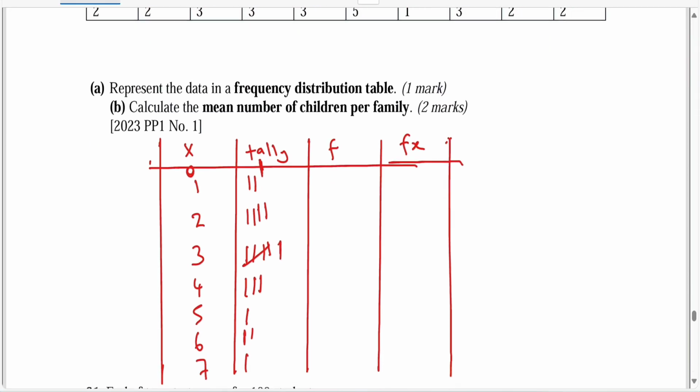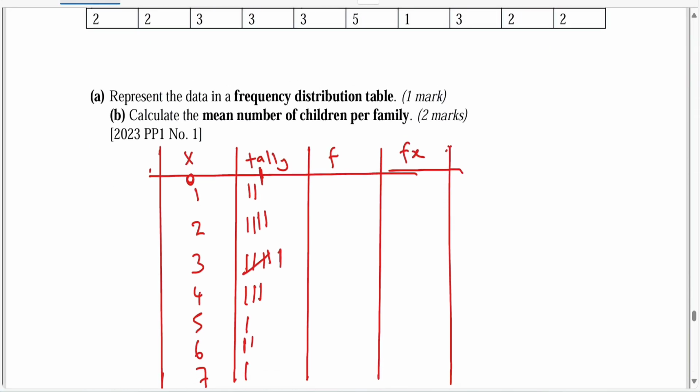So let's just go to this last one. 2. We have 2 2s. So this one, and then so we have 3. We have 3, 3. So this has 2s. Okay. We have 5. We have 1. Okay. We have 3. So done. We have 2 2s. So I think that's all.